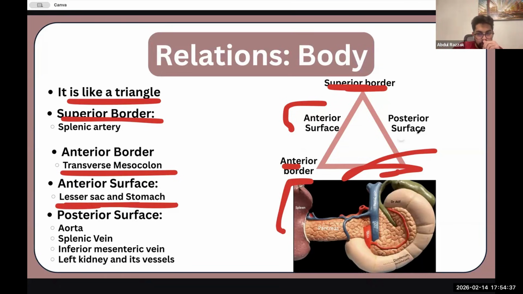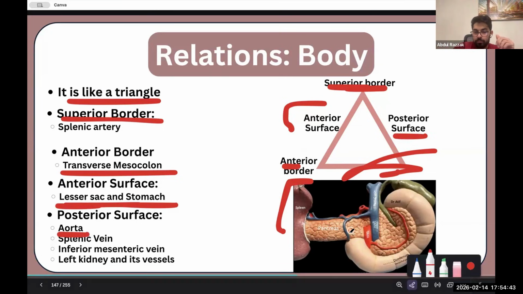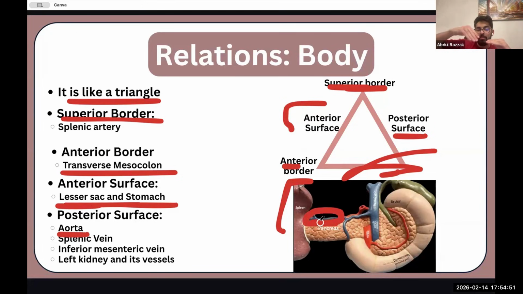Then on the posterior surface, you have many organs. You have the aorta, okay, which makes sense because we already said that the aorta is running at the back. We also have the splenic vein, which you can see here, this is the splenic vein, running side by side with the splenic artery. However, it's more to the posterior side of the pancreas. That's why we said this is the posterior surface of the body of the pancreas.